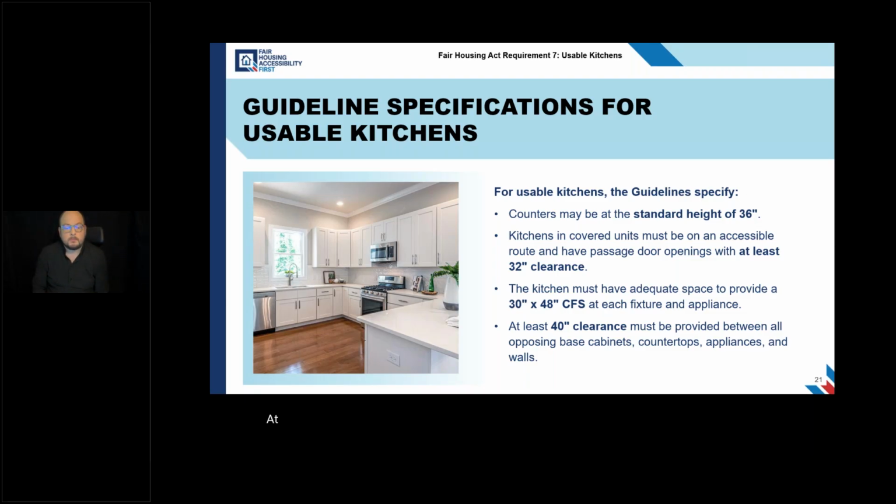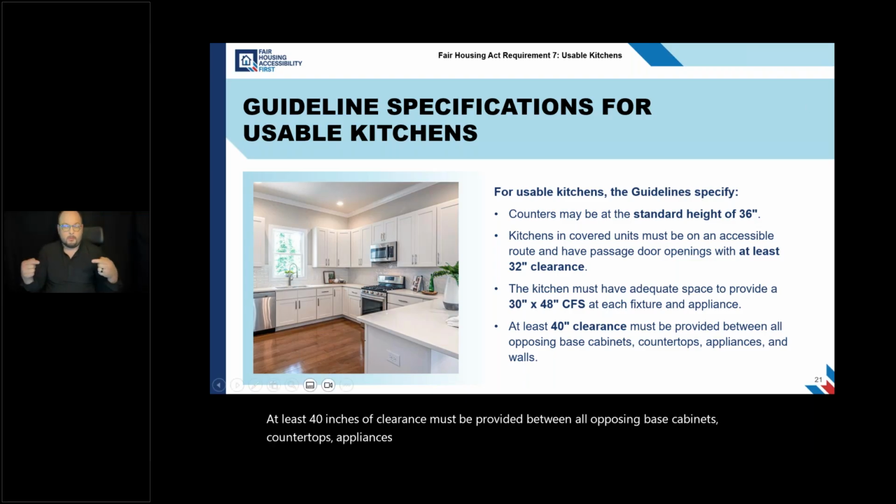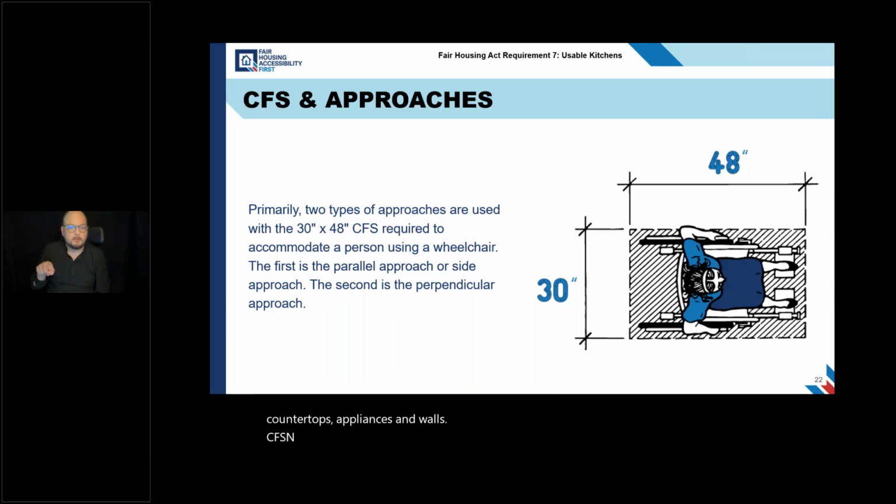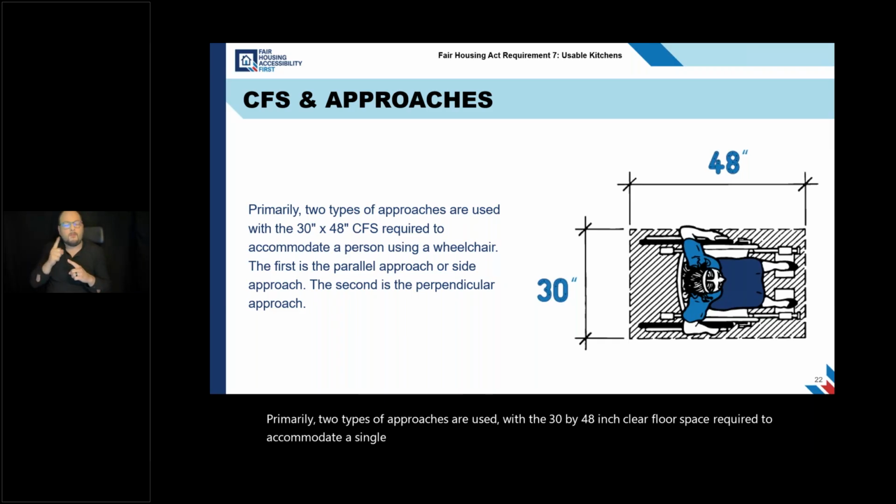At least 40 inches of clearance must be provided between all opposing base cabinets, countertops, appliances, and walls. CFS and approaches. Primarily, two types of approaches are used with the 30 by 48-inch clear floor space required to accommodate a single wheelchair and occupant. The first is the parallel approach or side approach.